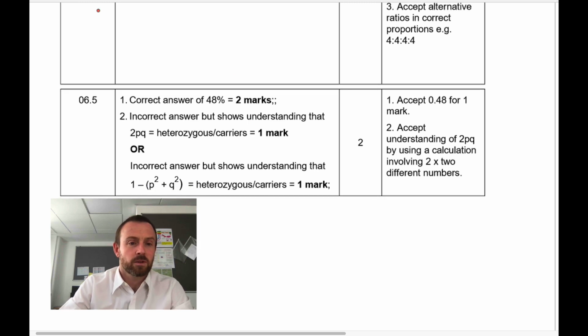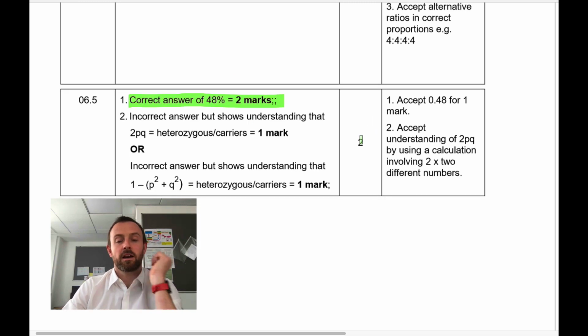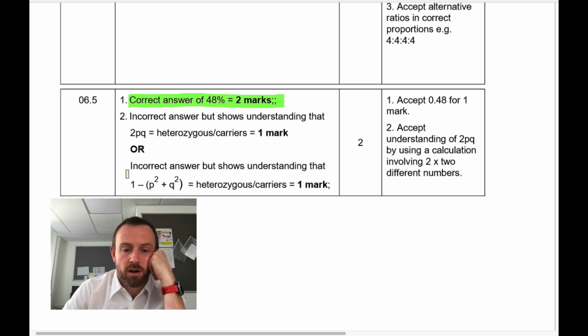There we go. Correct answer, 48%. Ta-da! Now, if you didn't get that right, you might have got 1 mark, but shows an understanding that 2PQ is the heterozygous. Incorrect answer, but shows understanding that 1 minus P squared plus 2Q squared equals, okay, yeah, fine. Yeah, so some understanding. Okay.